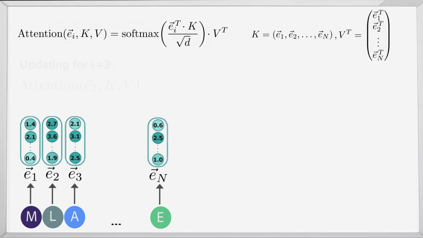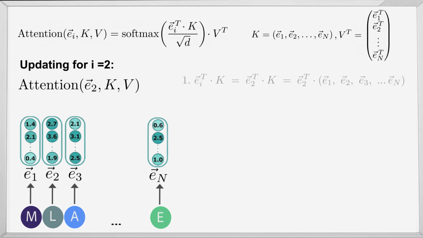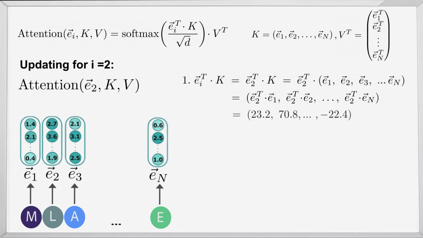Let us assume we want to update the second embedding vector E2. First, we calculate inside the softmax function the multiplication of vector E2 transposed, the representation of the second amino acid of the sequence, with matrix K. We see that K contains all vectors E1 to En in its columns. Hence, we calculate the scalar product of E2 with all vector representations of the input sequence. We can interpret this as comparing vector E2 with all the other vectors. This results in a single value for every scalar product, and for vectors that are more similar to each other, this results in higher numbers.